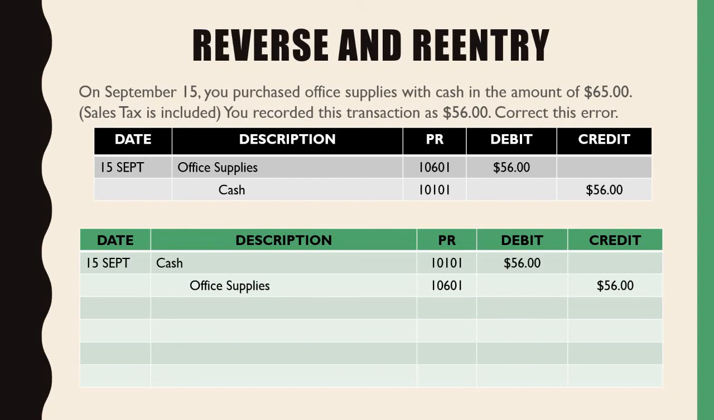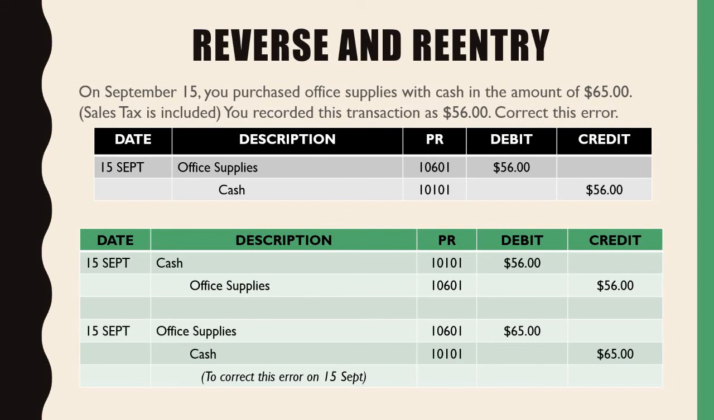And then after you've returned it, now you're going to buy it back. So then you're going to buy the office supplies back, spend the money, and it's going to be for the correct amount. So this is the reverse and re-entry concept to fix a mistake that you've incurred in your journal. Okay, so does anybody have any questions in regards to this? Okay.